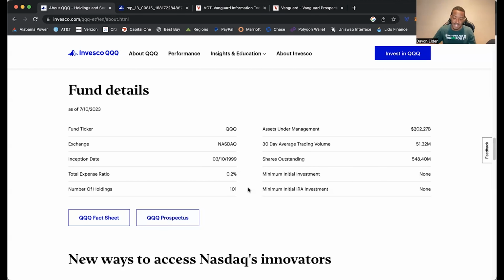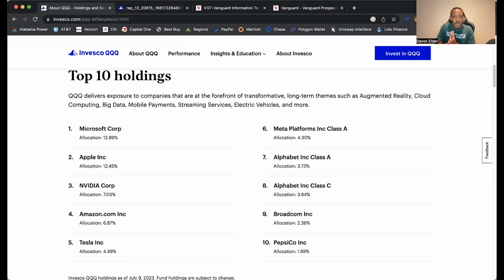We don't have the SEC yield on here, but I'll go ahead and tell you the 30-day SEC yield is 0.63%, which is lower than the Vanguard ETF. So the Vanguard has a better expense ratio and has a better SEC yield. So that's something that I want you to understand when you look at just the fund details and the overview of this particular ETF. Now, here are the top 10 holdings. Now look at the key differences. Notice these differences: Microsoft, Apple, Nvidia, Amazon, Tesla, Meta, 2 shares of Google, Alphabet, Broadcom, and Pepsi.